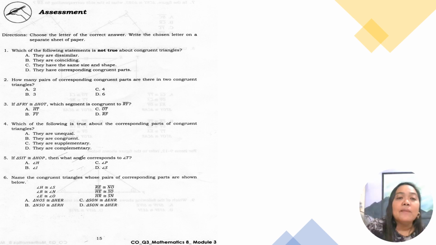Are you ready? There are still 15 items to answer. Make sure that you read and understand each item. Then choose the letter of the correct answer. You write the letters of your answers on the answer sheet that was given to you. So, your 15-item post-assessment test may now begin.